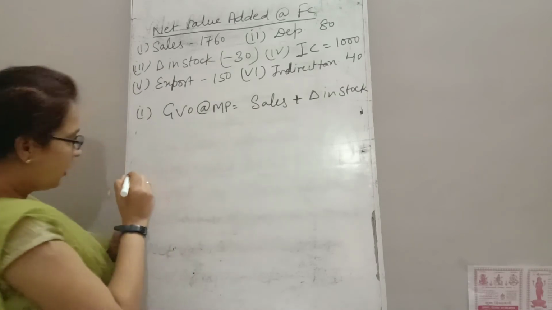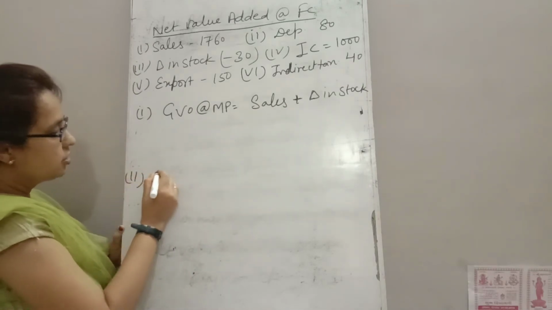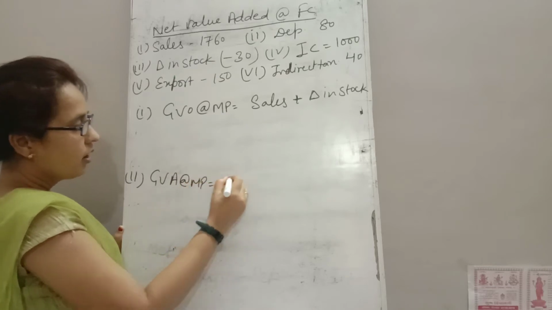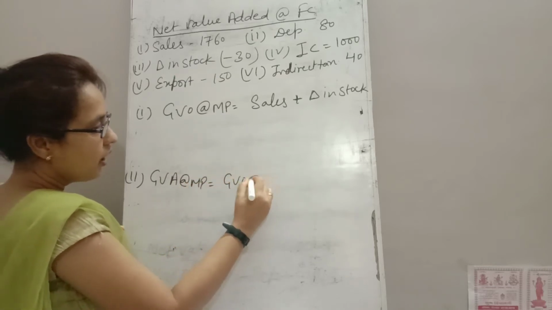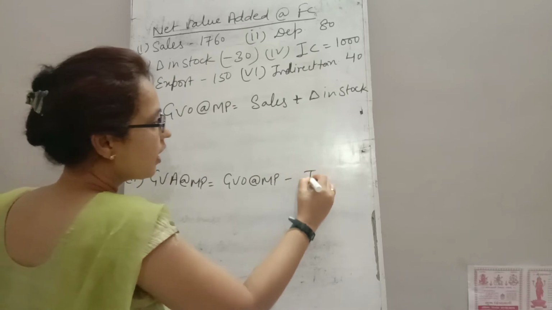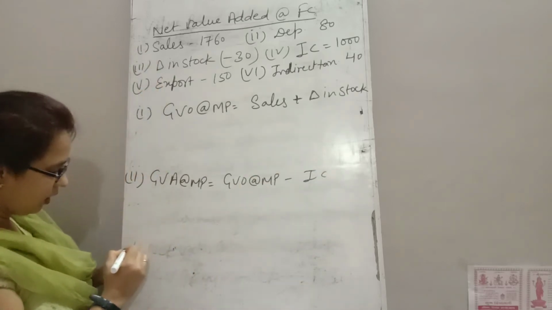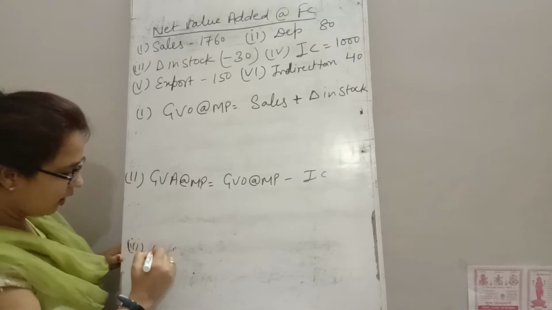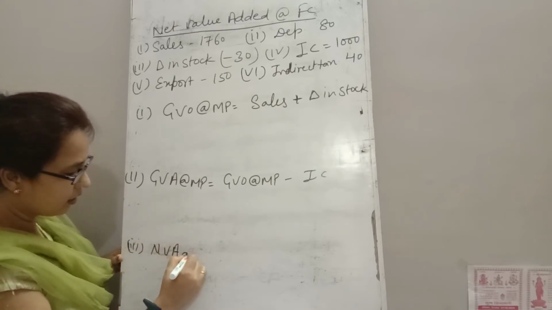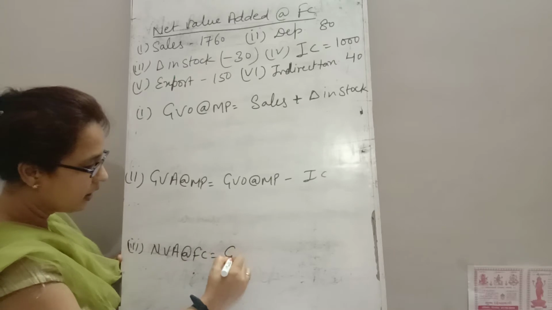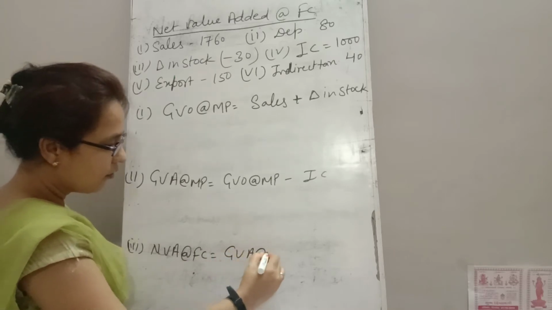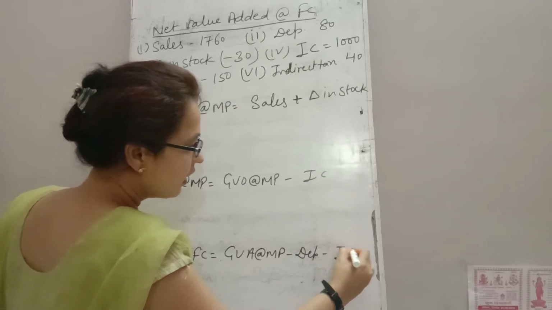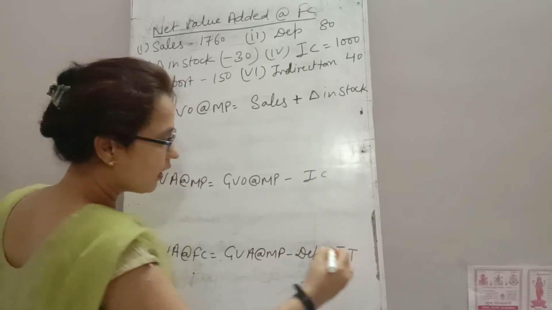Clear? Second formula, that is GVA at the rate of MP. How to calculate? GVO at the rate of MP minus IC. Clear? Third, that is NVA at the rate of FC. How to calculate? GVA at the rate of MP minus depreciation minus net indirect tax.